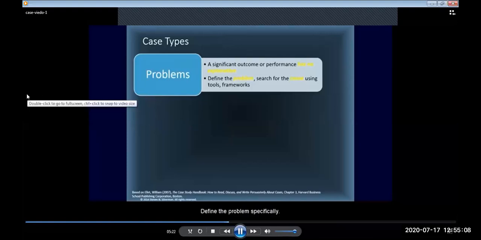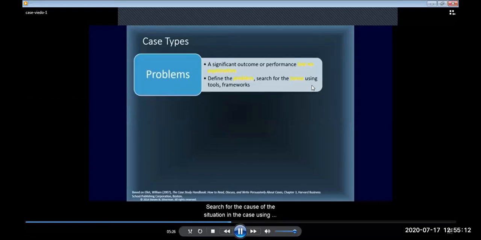Define the problem specifically. Search for the cause of the situation in the case using relevant tools from various business disciplines. If you use marketing, you would use frameworks like the 4 Ps, the 3 Cs, and so on. Similarly, you might use discounted cash flow analysis from finance, or your ability to analyze a balance sheet using principles from accounting, and so on across the disciplines.